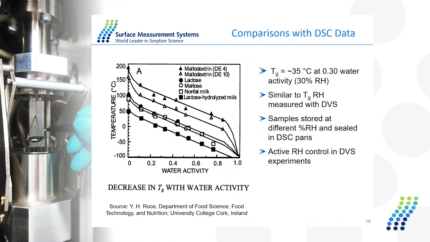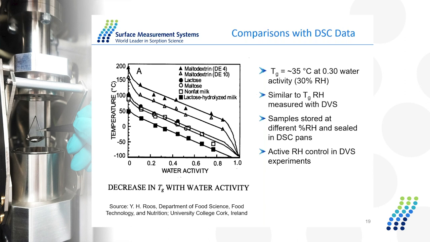So according to Professor Hughes from UCC Ireland, he also reported the decrease in Tg value with water activity using the DSC method. And the difference between the two methods is that in the DSC method, if we would like to measure the Tg at a different RH, then we need to put the sample in a jar of certain RH to reach the water activity level. And then we seal the sample inside the DSC pan for the temperature ramping. So in this case, the humidity during the measurement is not recorded.